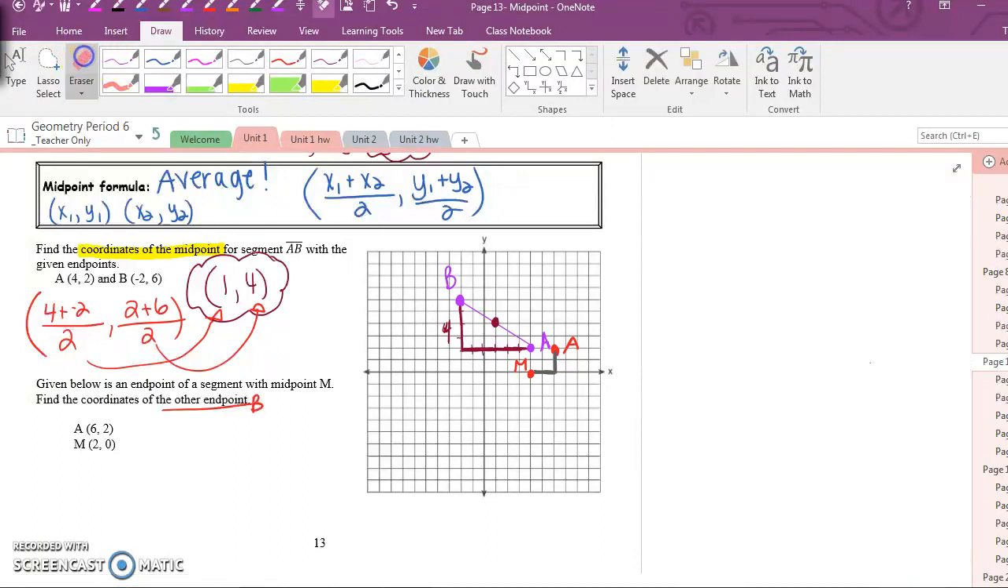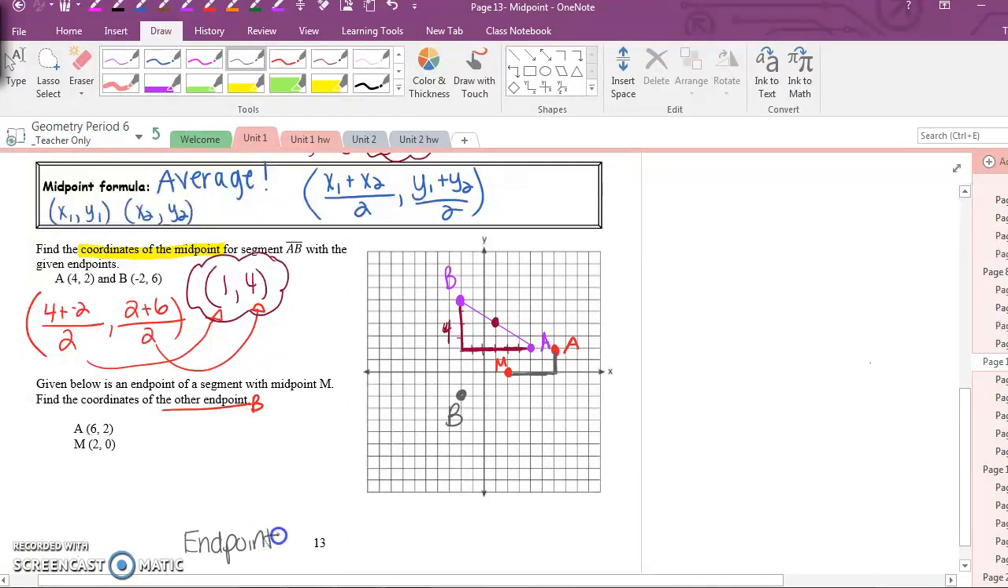oh whoops, I plotted M in the wrong spot. Sorry, hang on here. M was 2, 0, not 4, 0. 2, 0. Let's try that again. Down 2 and over 4. 1, 2, 3, 4. So down 2 over 4 from A to M, so I need to go in the same direction and over left to get to the other endpoint. So I'm going to go down 2, left 4, and there should be our other endpoint B. So counting from 0, 0, the coordinates would be -2, 2 for the other endpoint.